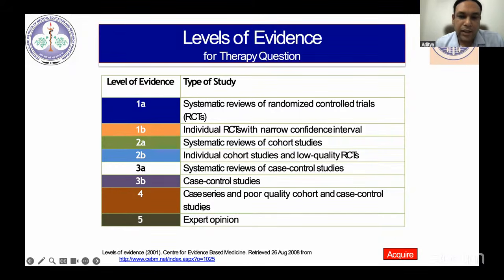Although in our clinical practice, at the fag end of the career, what we resort to, and the majority of our seniors also resort to, is expert opinion, which is level 5 evidence, and which sometimes comes in handy in a lot of situations.